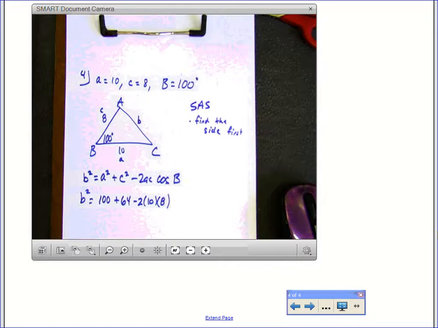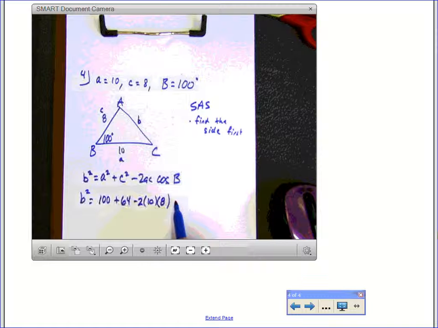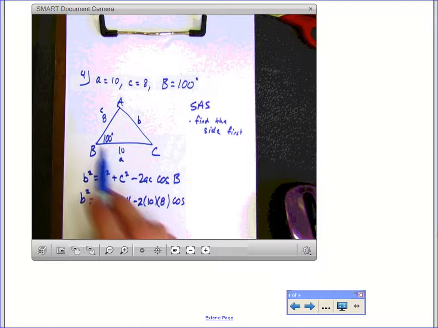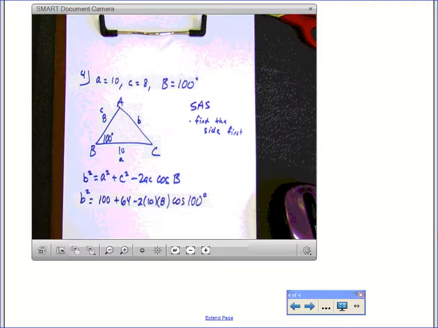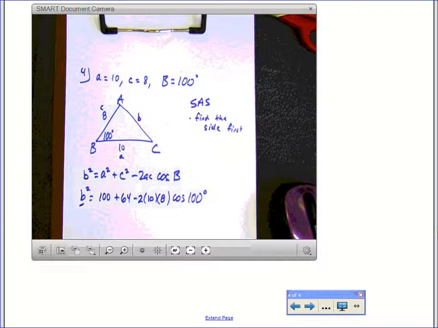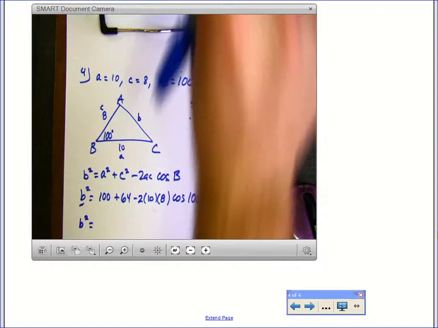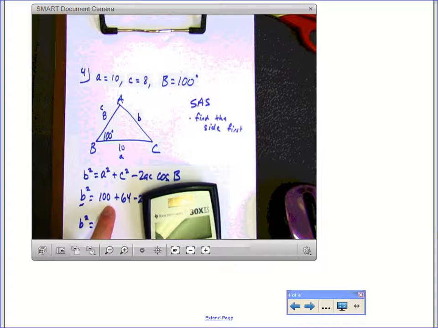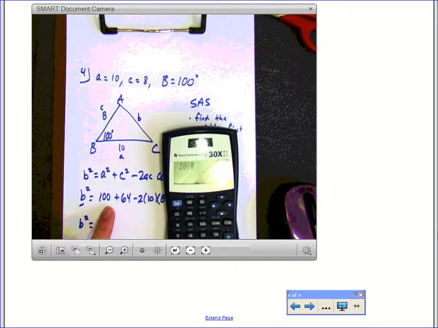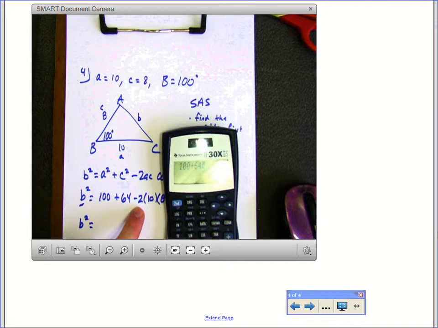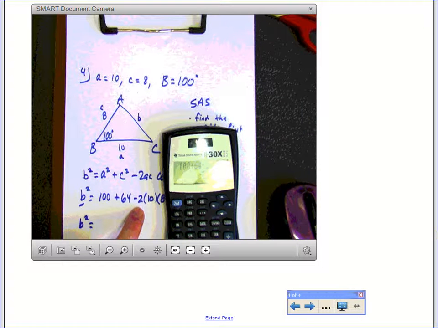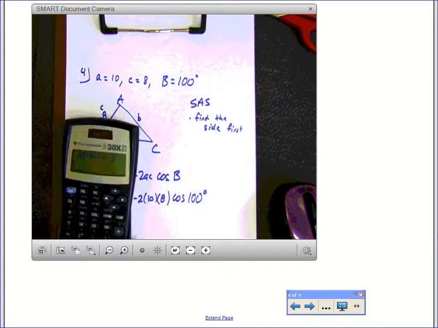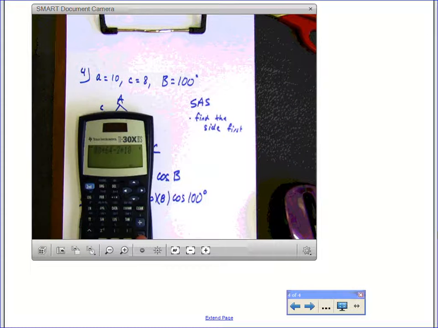Okay. All right, let me keep writing now. So we got cosine of the B was 100 degrees. So notice only one thing is unknown, just the B. Okay, now all we have to do is throw all this in the calculator. So 100 plus 64 minus 2 times 10 times 8.